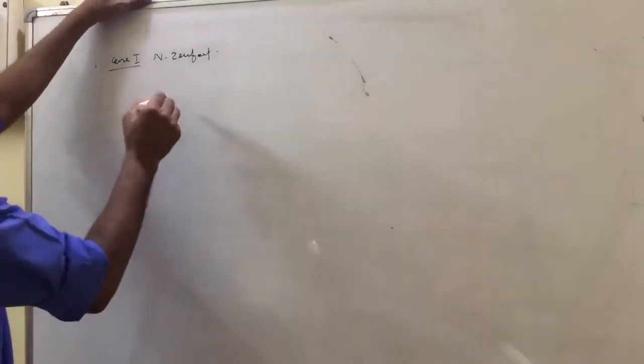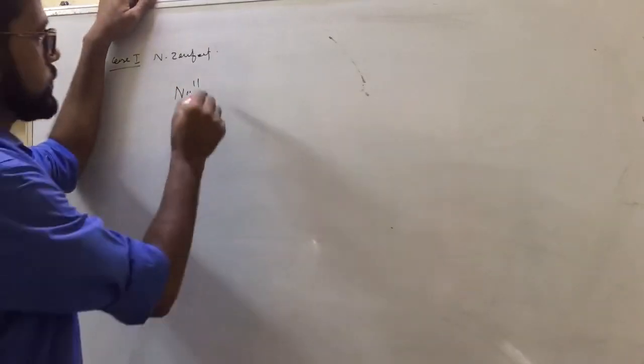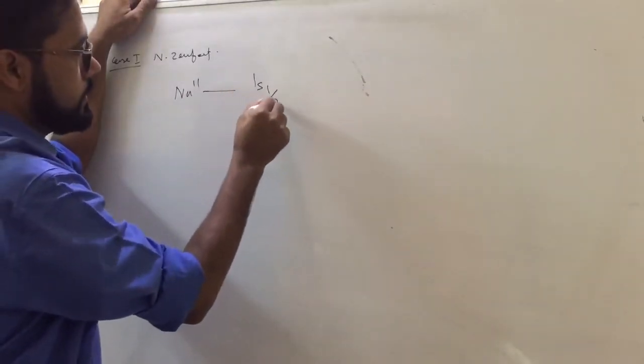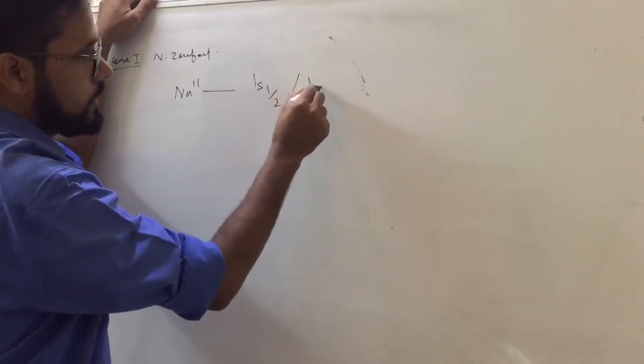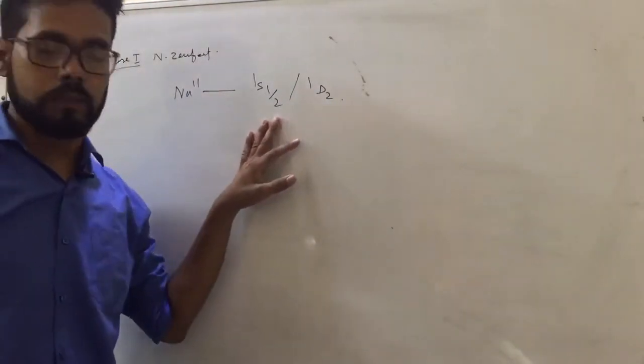Okay, this is the sodium 11 atom. This question comes in the NET exam. There are two lines, D1 and D2. One is 2P1/2 and the other is 2P3/2. This is the spectroscopy of the sodium D1 and D2 lines.